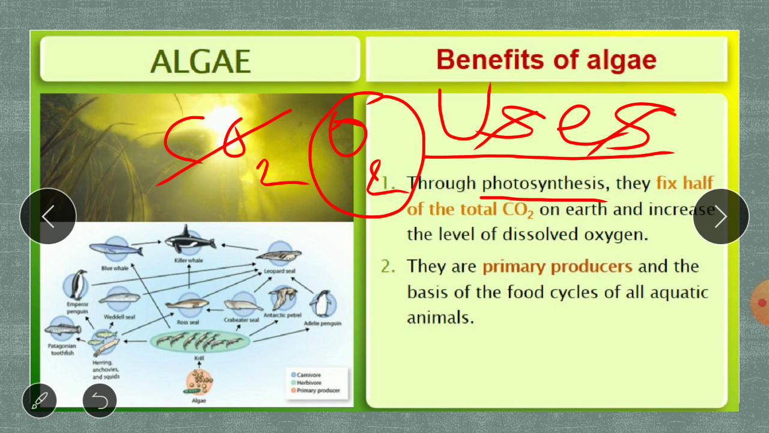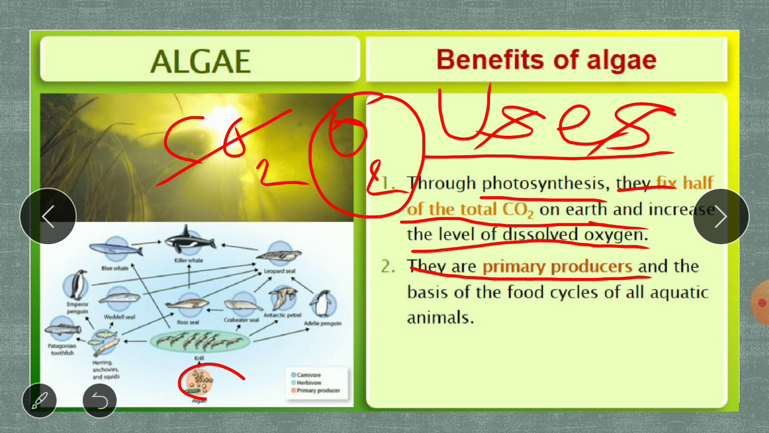They fix around half of the total carbon dioxide on the earth, and hence they are responsible for increasing the level of dissolved oxygen in the air and also in the water. Dissolved oxygen is mainly in the water. Then they are primary producers. Producers are organisms that are able to produce their own food. So algae produce their own food, and they become the primary producers.